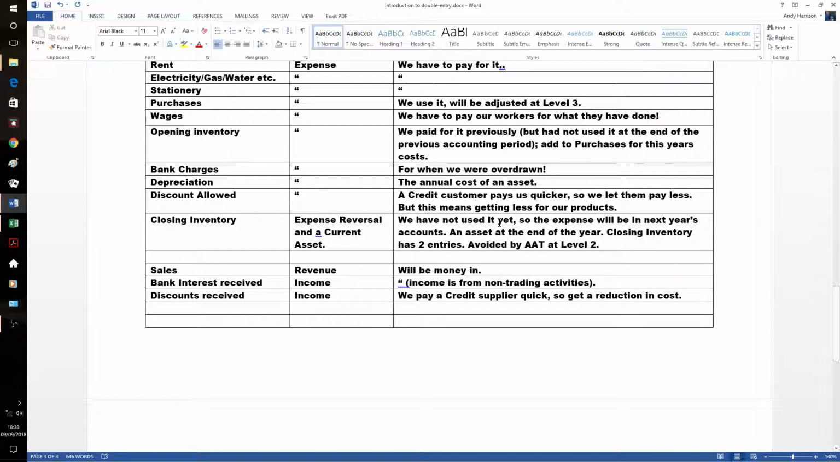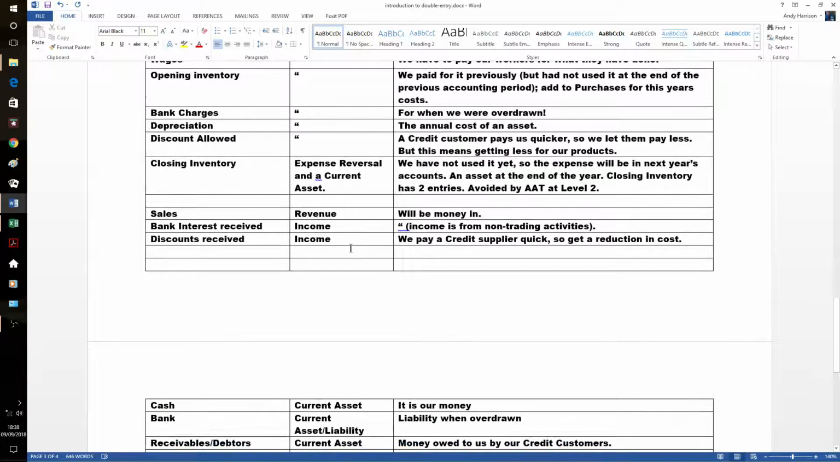We credit because we haven't used it, we're reducing our purchase and transferring it by turning it into a debit for the following year. Then our revenue and income accounts, so these will mainly be credit entries. Revenue is things like sales, from buying and selling of goods or making goods. Income is non-trading activities. Well, if we've got lots of money in the bank, we'll get some interest. And discounts received is the opposite to allowed.